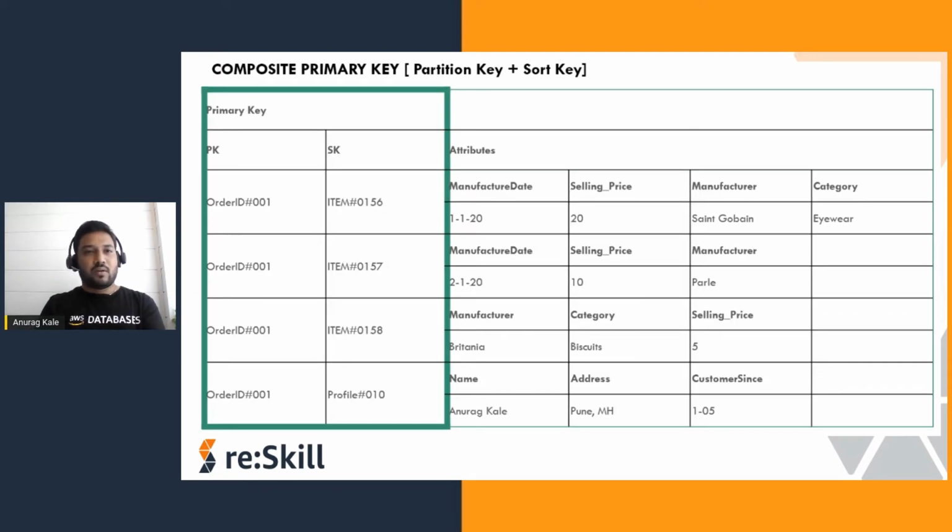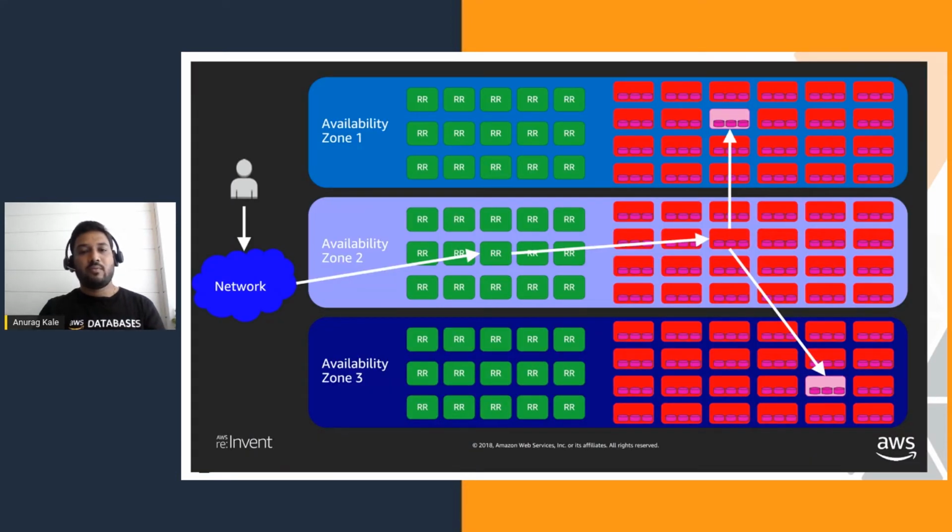Then there is what we call a composite primary key. The composite primary key is a combination of two different columns, if you have to say it that way in the relational world: one is the partition key and one is the sort key. So what function do these two perform? The partition key is the key. If we go back to this diagram, the request router is always going to look at just the partition key to find where exactly your data is residing in these three availability zones.